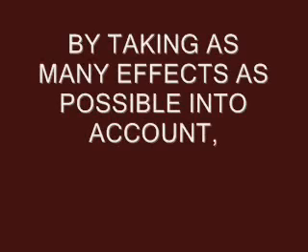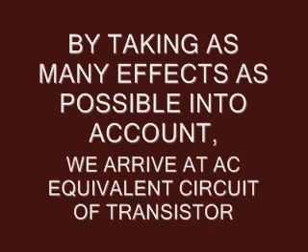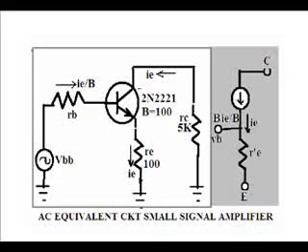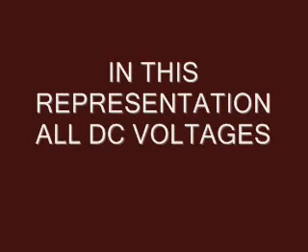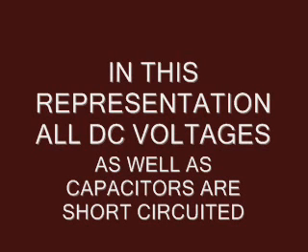By taking as many effects as possible into account, we arrive at the AC equivalent circuit of a transistor as shown in the figure. In this representation, all DC voltages are short circuited. All condensers are shorted.